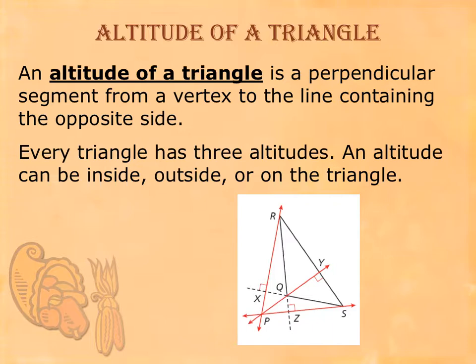An altitude. Altitude is a perpendicular segment. It goes from a vertex to the line containing the opposite side. Every triangle has 3 altitudes. An altitude can be inside, outside, or on the triangle. Don't worry, I'm going to break it down into English.